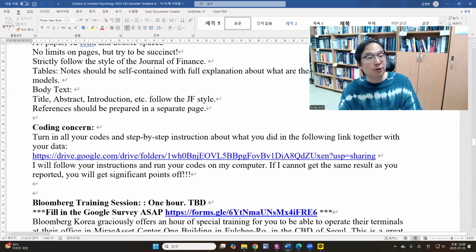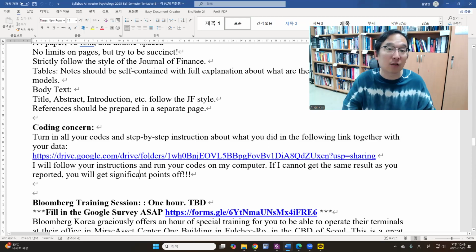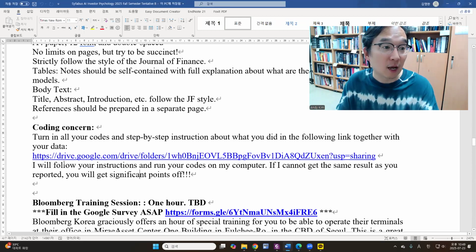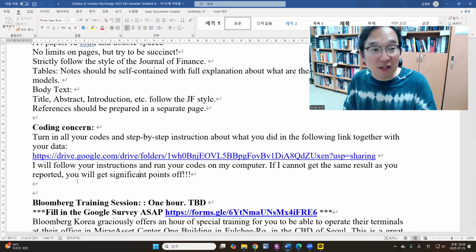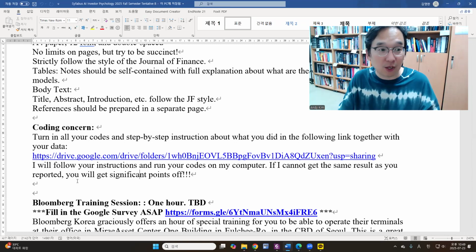And then coding. This is about the coding and presenting it. Turn in all your codes and step-by-step instructions about what you did in the following link together with your data. I will follow your instructions and run your codes on my computer. If I cannot get the same result as you reported, you will get significant points off, just to make sure that you did the correct job in your coding.